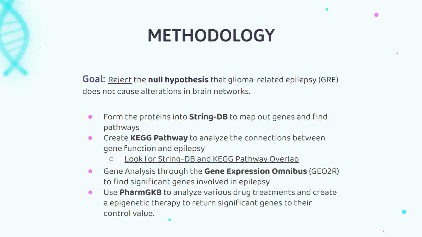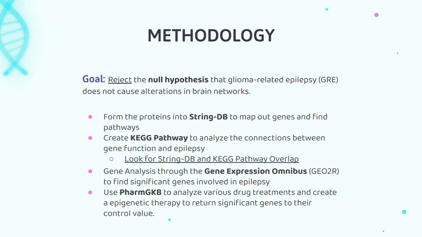I mentioned that this was computational research, essentially fitting into the category of using multiple databases in order to analyze a dataset from a previous study. So what I did is I entered the proteins already found in epilepsy into StringDB to map out genes and find pathways. Then I separately went through a software called KEGG Pathway to find any overlaps between the genes in StringDB and how they are involved in significant epilepsy pathways in KEGG.